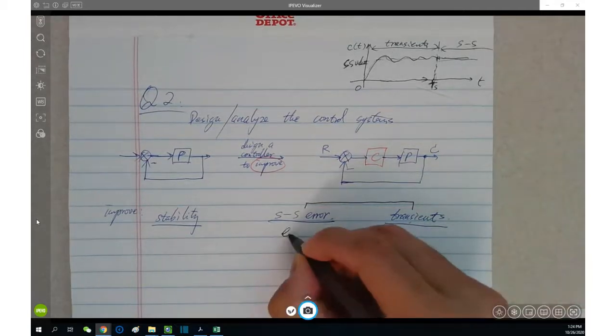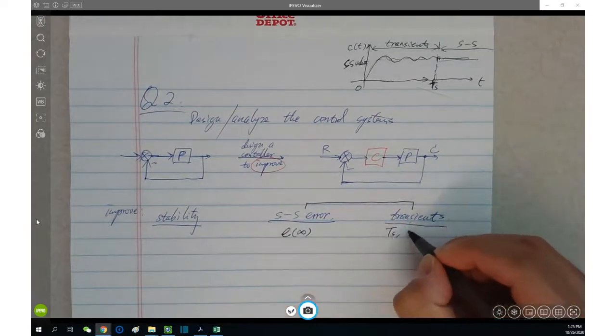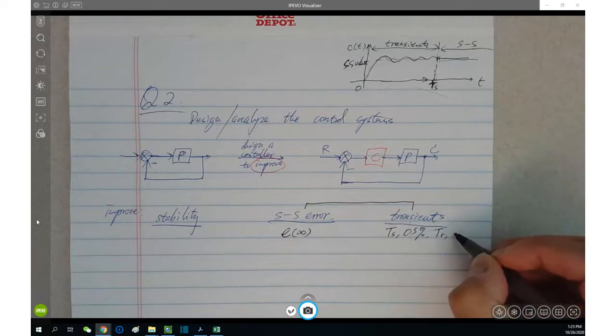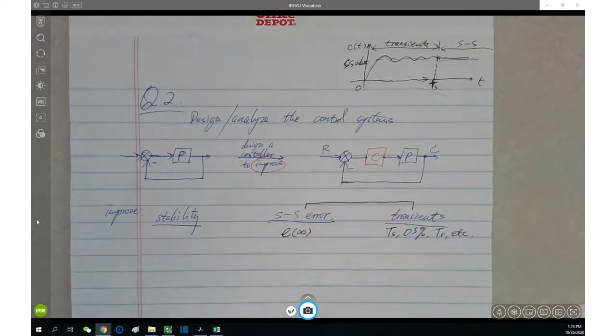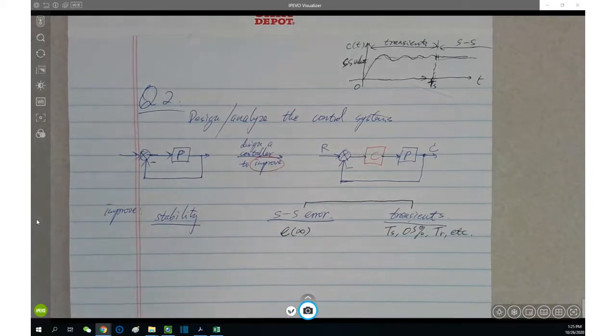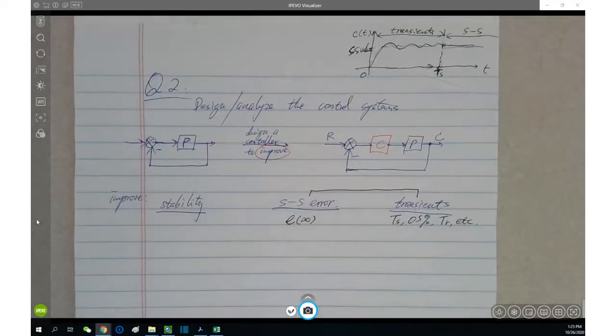So steady state error. Transient means Ts, overshoot, Tr, etc. These are the things we have been talking about. The only thing left is the stability. The stability concept and how to judge it we will talk about in this module. And also never forget, we have what?